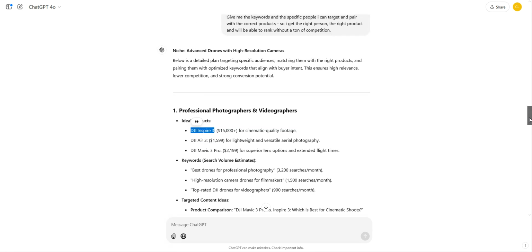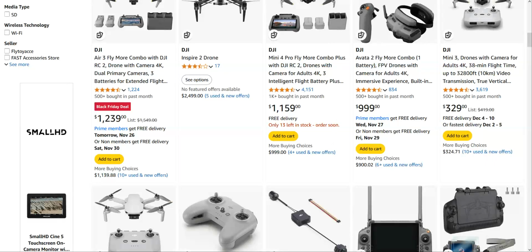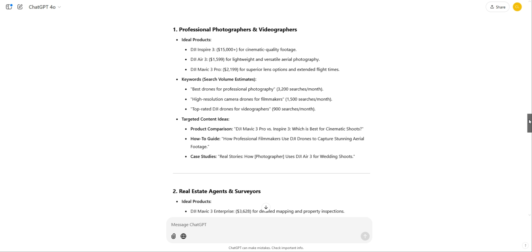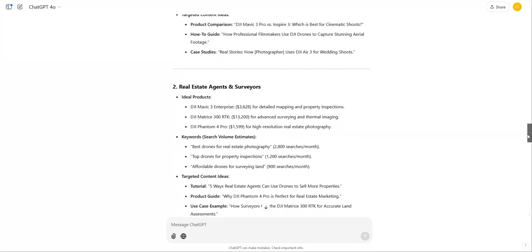Advanced drones with high resolution cameras. It's telling me, okay, here's an idea of the products, DJI Inspire, and you can see here Mavic 3 Pro, $2,149 a drone, 200 bought in the past month. Okay, so they're selling, and you can see these high priced items. It's given me some keywords: best drones for professional photography, high resolution camera drone for filmmakers, and it's giving me the people. So professional photographers and videographers, you could target them, and you can target all of these from one site, by the way.